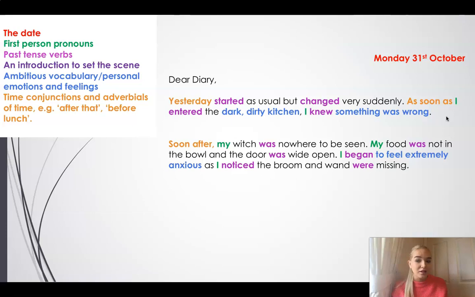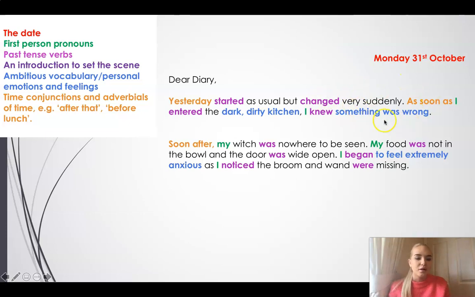When I'm happy I've identified that, I can then start to think about this ambitious vocabulary, personal feelings and emotions. So I can start to read it and think, is there any ambitious vocabulary? Not really. I can see here an expanded noun phrase. The dark, dirty kitchen. That's ambitious vocabulary. Not only is that, my 2 words dark and dirty, what are they? They're alliteration. Fantastic. 2 words started with the same letter.